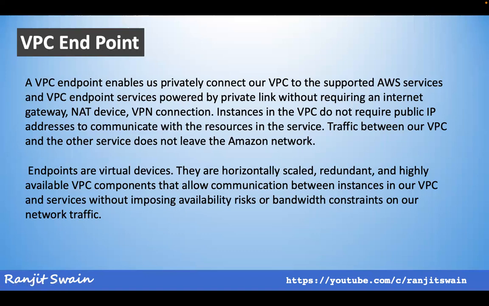So we don't need any separate or public IP addresses to communicate between the services. By using this VPC endpoint, we can directly connect the services. Traffic between our VPC and other services does not leave the Amazon network. Endpoints are virtual devices. They are horizontally scaled, redundant, and highly available VPC components that allow communication between instances in our VPC and services without imposing availability risks and bandwidth constraints on our network traffic.